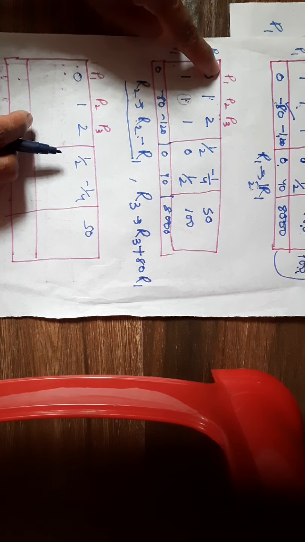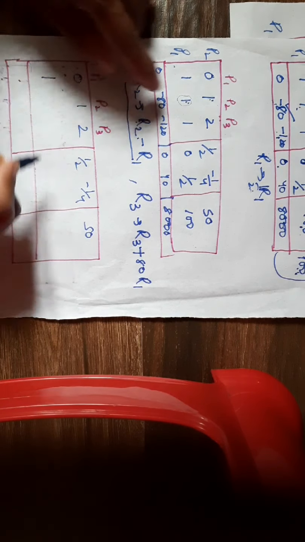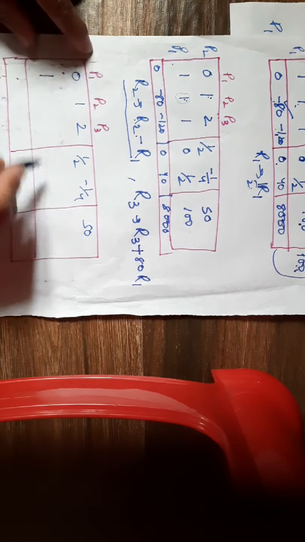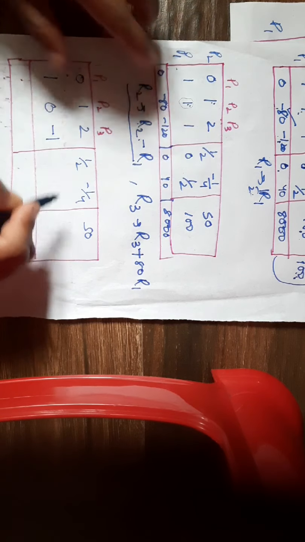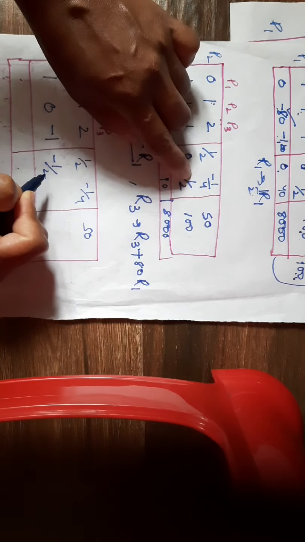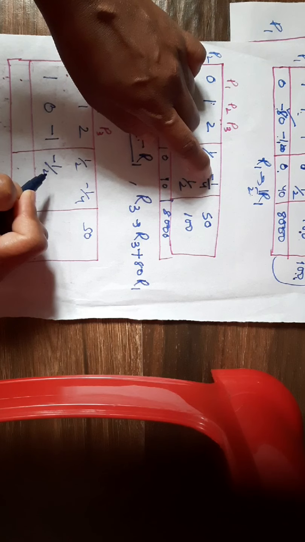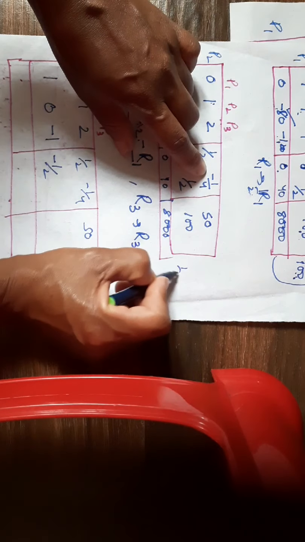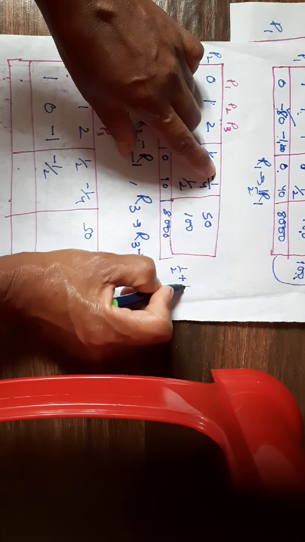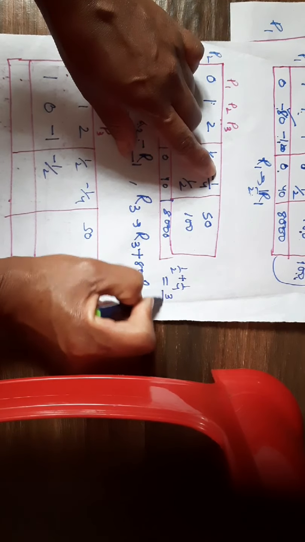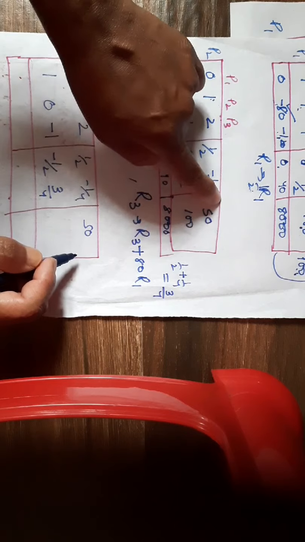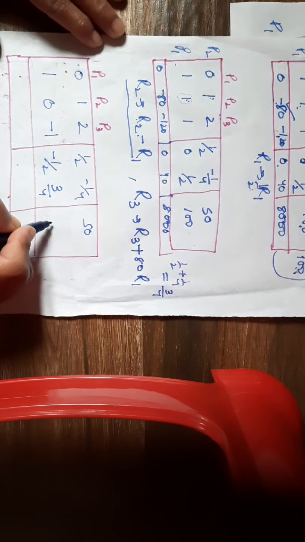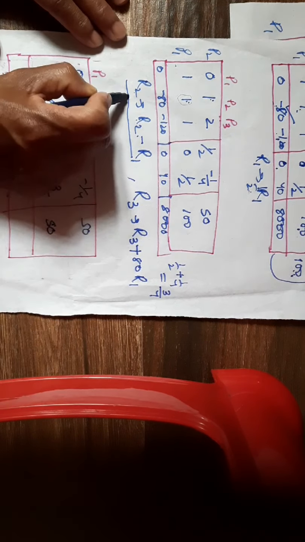So R1 minus 0, it will become 1 only. Now 1 minus 1, it will give you 0. 1 minus 2, it will give you minus 1. 0 minus half, it will be minus half. Now 1 by 2 minus of minus 1 by 4. So minus into minus will become plus, 1 by 2 plus 1 by 4, so this will become 3 by 4. Now this one minus this, 100 minus 50, it will be 50 by applying this row operation.